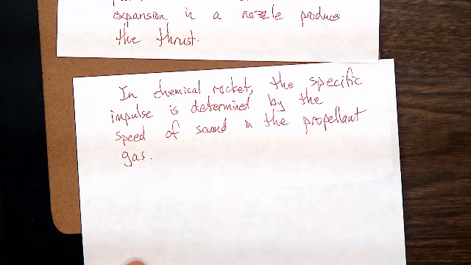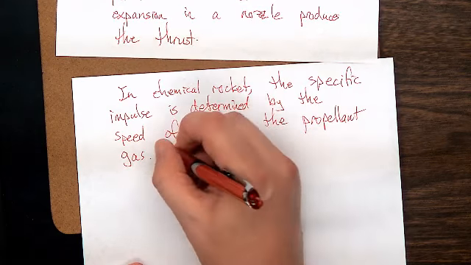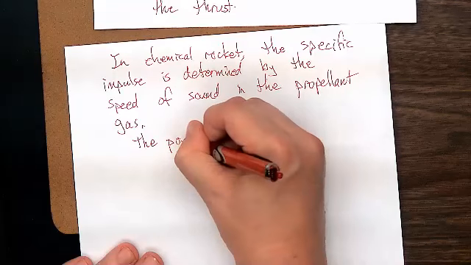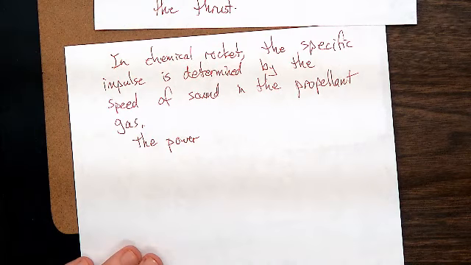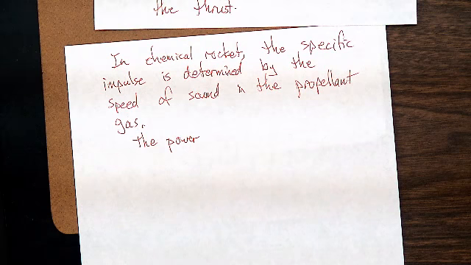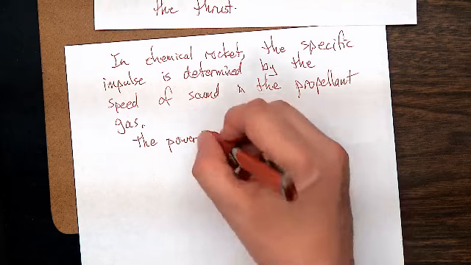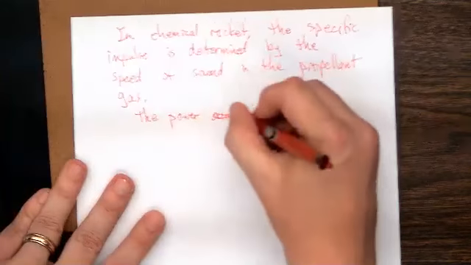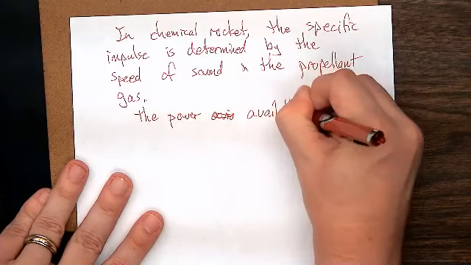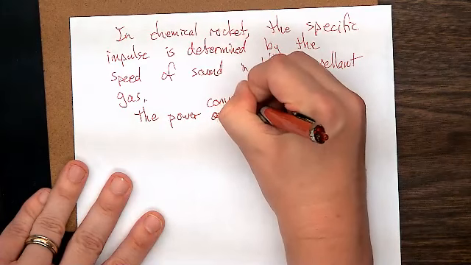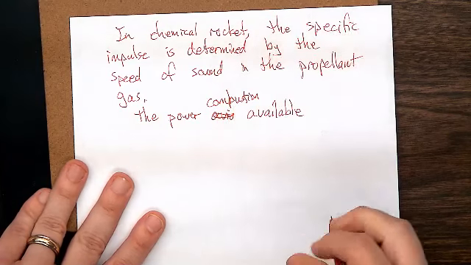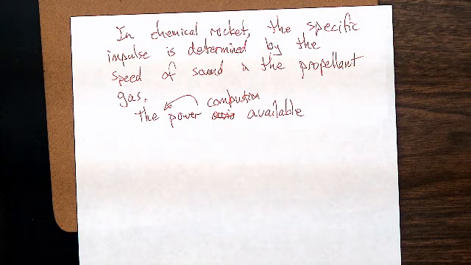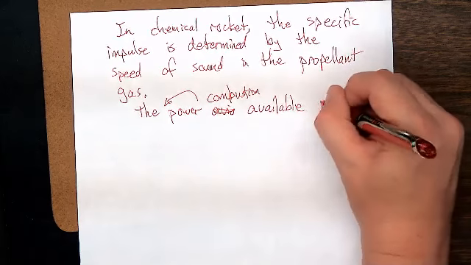Okay, and the power by the energy released by the combustion. So the power available, and that would be the combustion power, available is proportional to the mass flow rate.